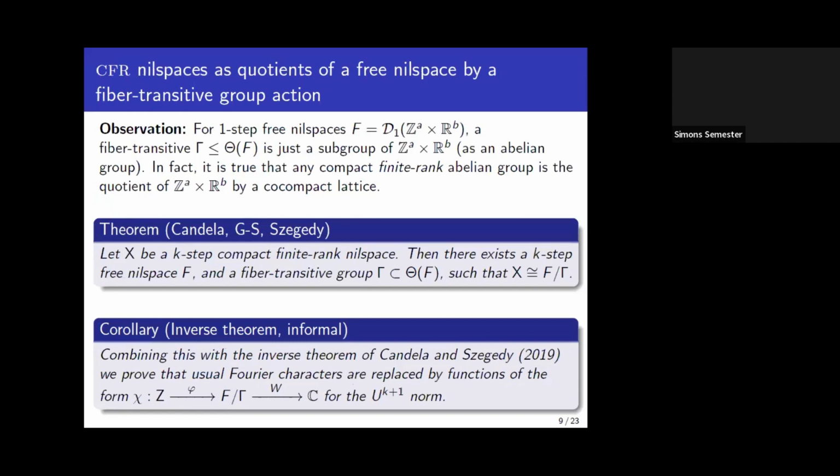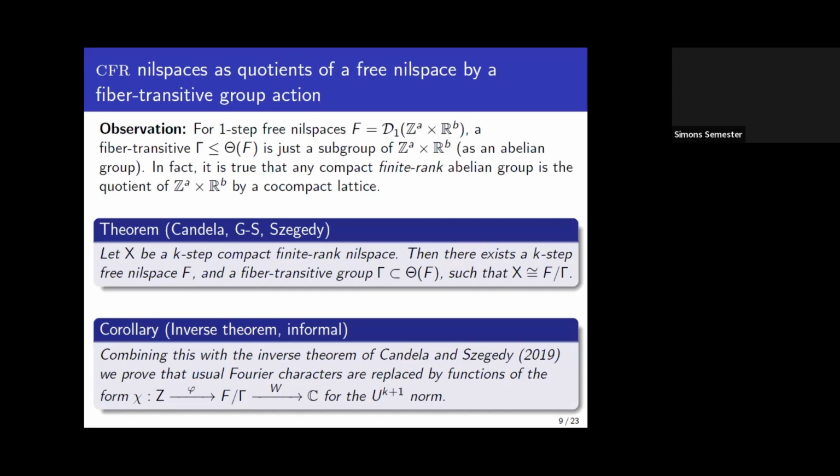Okay, then let's go back to the world of abelian groups, because it is good to have that in mind. One-step nilspaces are abelian groups. And for abelian groups, we have this result that says that any compact and finite rank abelian group can be described as Z to the A cross R to the B, this time as an abelian group, modulo a co-compact lattice. And what we do in this paper is precisely extending this to the world of nilspaces, replacing Z to the A cross R to the B by a free nilspace. And then this co-compact lattice will be a fiber transitive group. So any compact and finite rank k-step nilspace can be represented in this fashion.